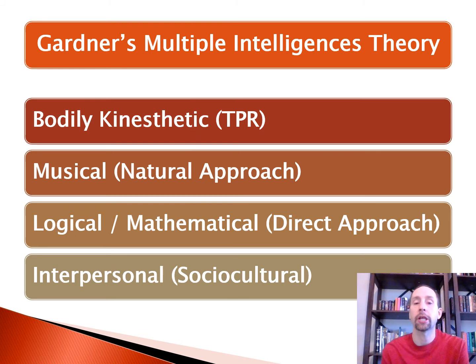Okay, so hopefully you had a chance to think about Gardner's multiple intelligences and which theory or method might support what he's trying to say here. So bodily kinesthetic, definitely TPR, or total physical response, would work well with those types of learners. Musical, we could maybe think of the natural approach. We're going to play music in the background or play music directly for the students. And again, go along with TPR, they could dance as well. But by hearing these songs, they're going to start learning the words to it.